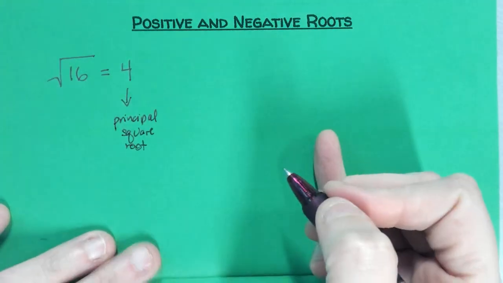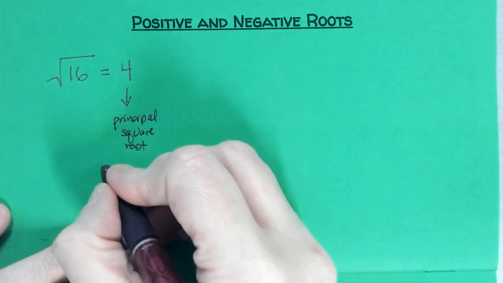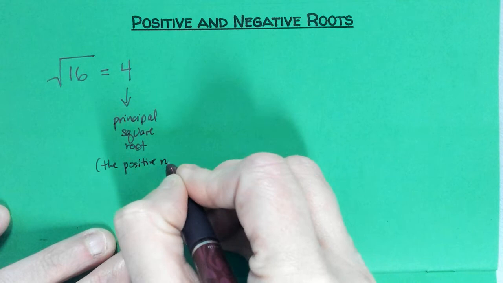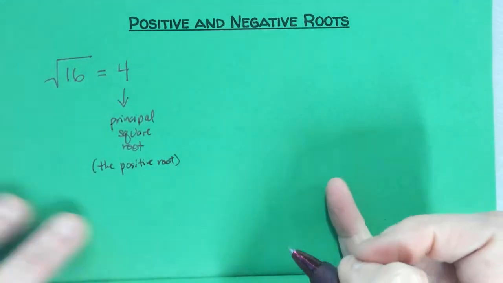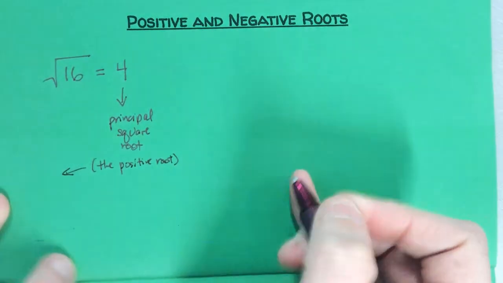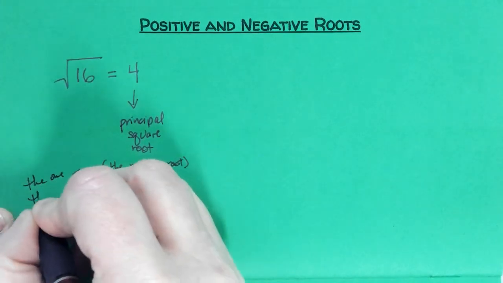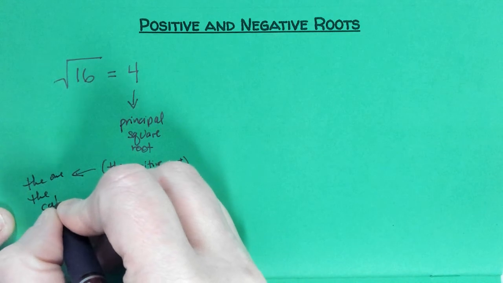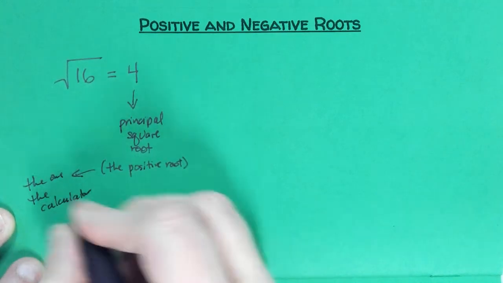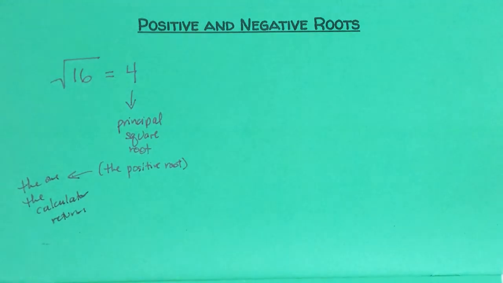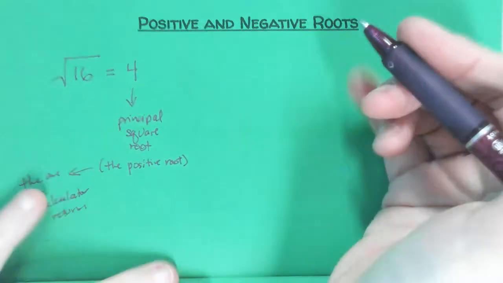This is called the principal square root, which is the positive root. This is the one that your calculator returns. And that's the only one we've known about, right? If I ask, what's the square root of 9? Y'all are like, oh, it's 3. So, here's the thing. There's not just one way.